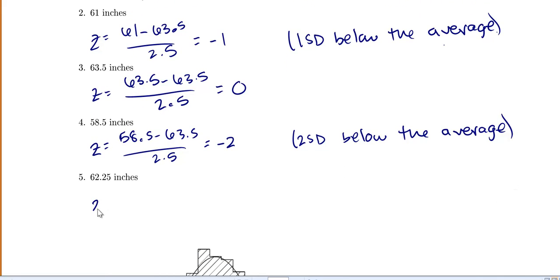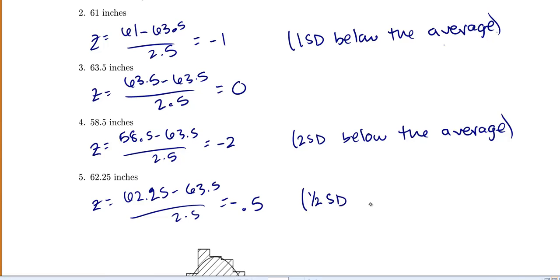And number 5, 62.25. 62.25 minus 63.5 divided by 2.5 gives me -0.5. So that means we're 1/2 standard deviation below the average.